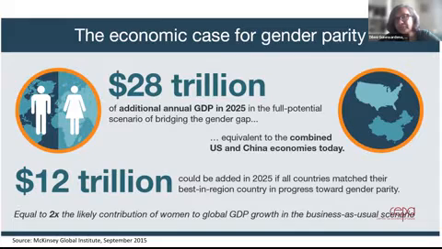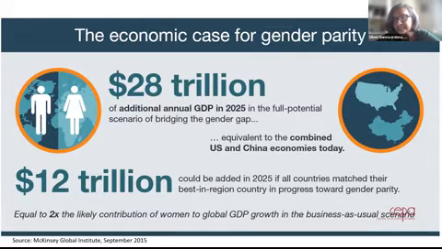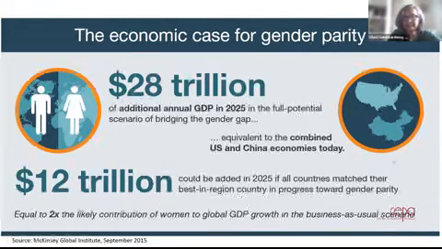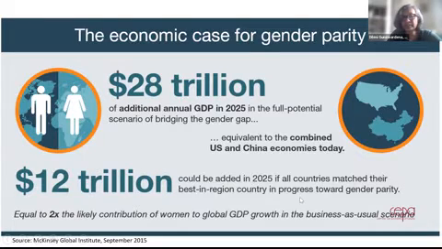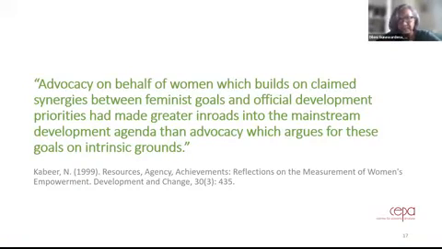And so that's if all countries matched the best country. But if all countries matched their best in region country, so that's a lower goal, you could still add 12 trillion to GDP. And that's equal to twice the likely contribution of women to global GDP growth in the business as usual scenario. So basically, inequality hurts the economy as well.